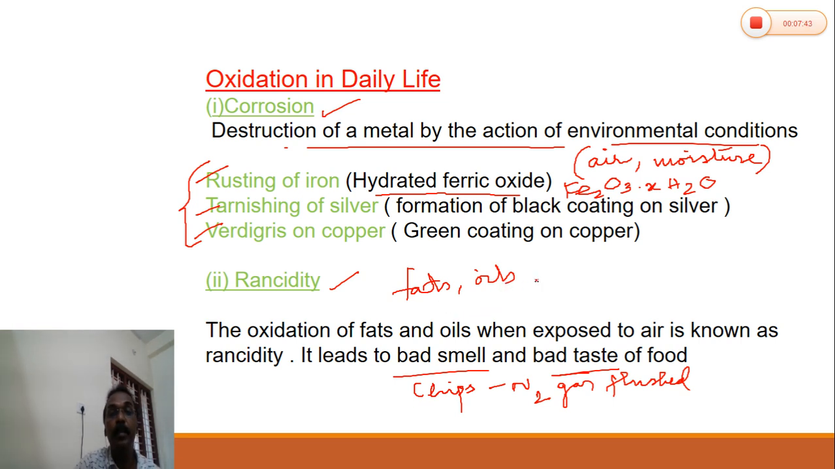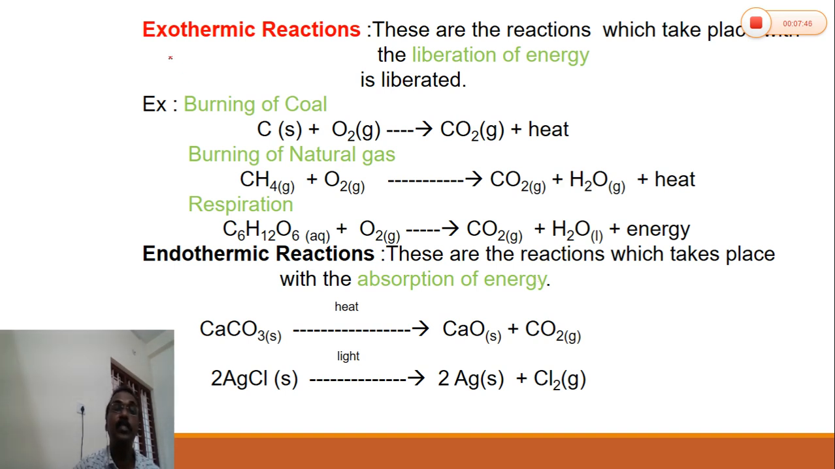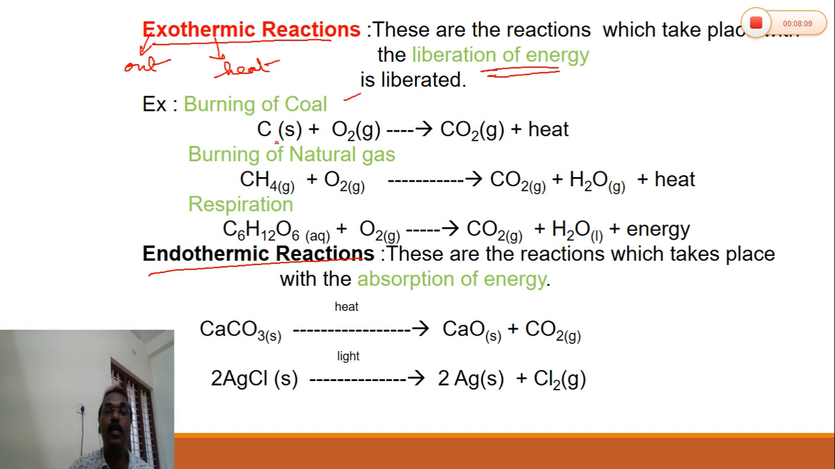Now, these are the two terms we have to study: exothermic reactions and endothermic reactions. Exo means out, and therm means heat. That is, heat is liberated. The reactions which take place with the liberation of energy or heat are called exothermic reactions. Three examples: burning of coal, carbon plus oxygen gives carbon dioxide plus heat; burning of natural gas, CH4 plus O2 gives CO2 plus H2O plus heat. Natural gas is methane. When methane burns with oxygen, carbon dioxide and water are formed, and at the same time heat is also produced.